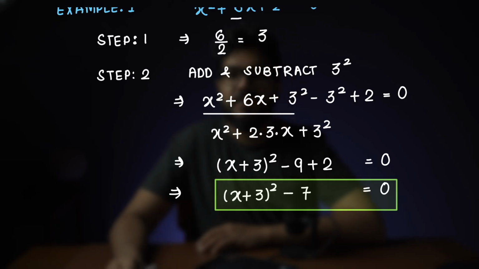So this is the pattern in this question. You will take half of the middle term, square it, subtract it, and make it a perfect square. Now let's discuss the second case for this method.